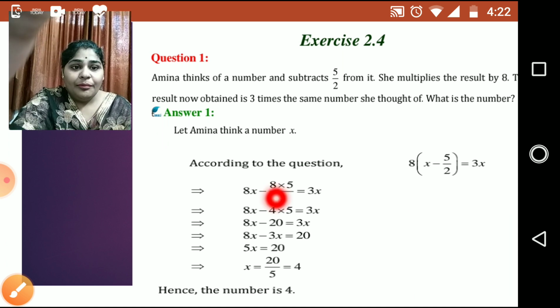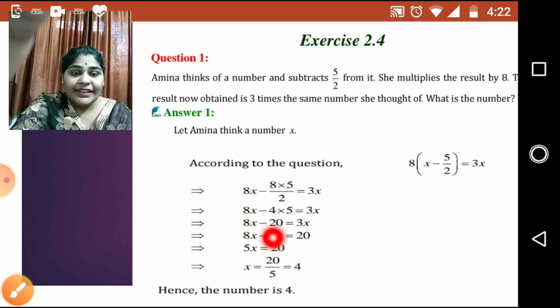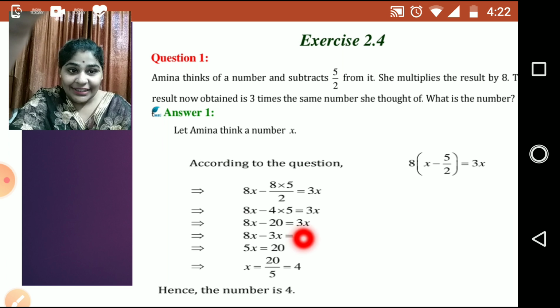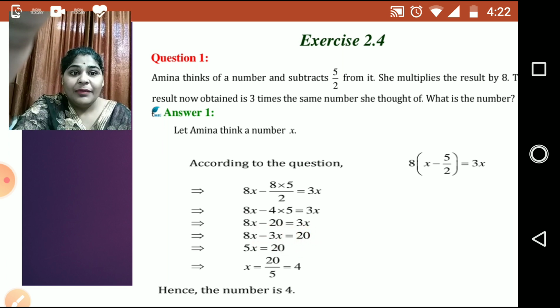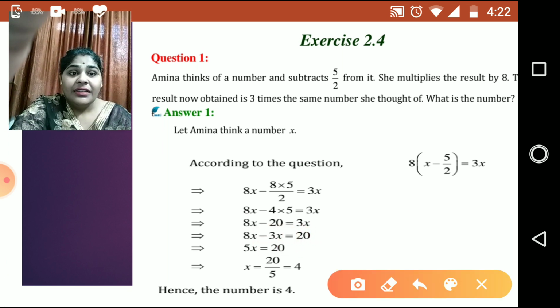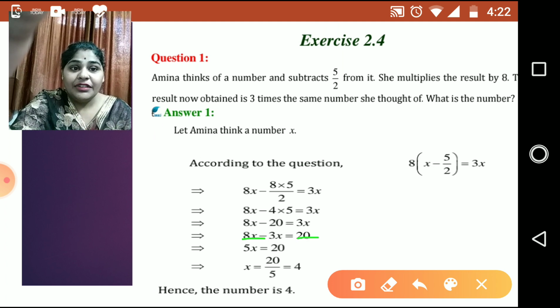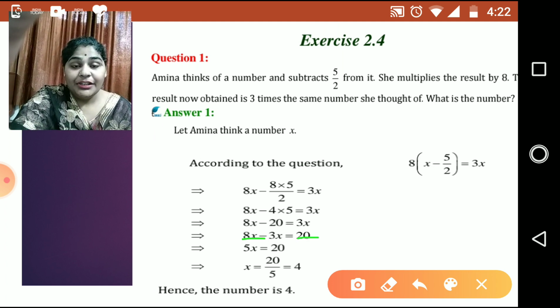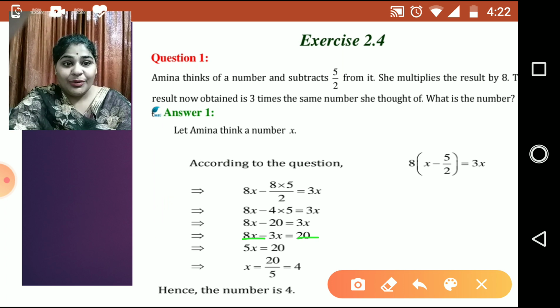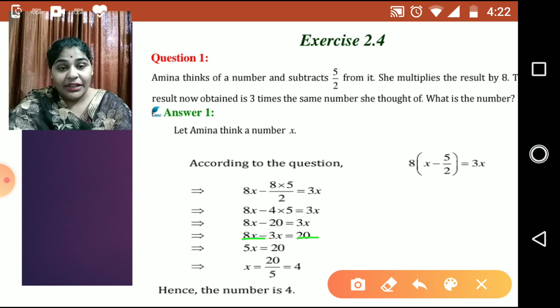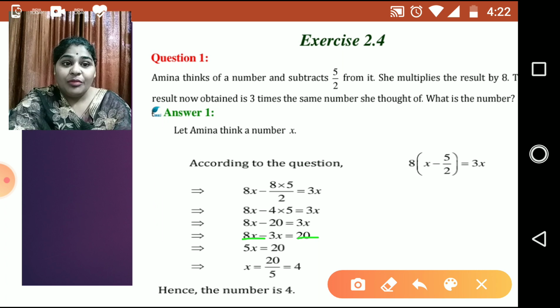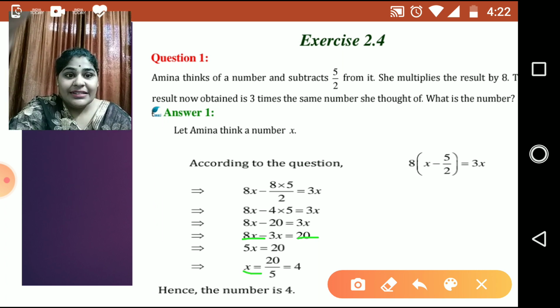So again let us come. Here is 8x minus 20 equal to 3x. Now here we have 8x and on the right hand side 3x. What we'll do is we will bring all the terms which consist of variables to one side and all the constants to the other side. So we transpose 3x to the left hand side. So positive 3x becomes negative 3x. So it is 8x minus 3x, right?